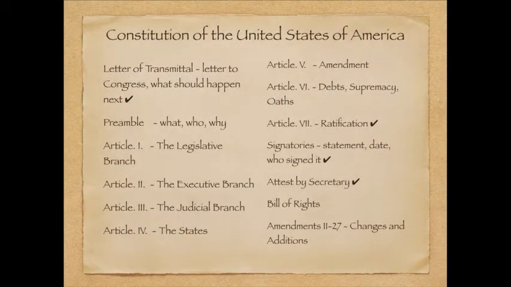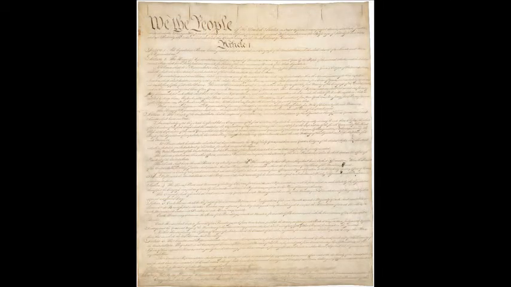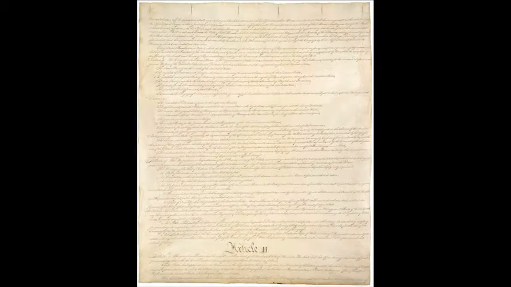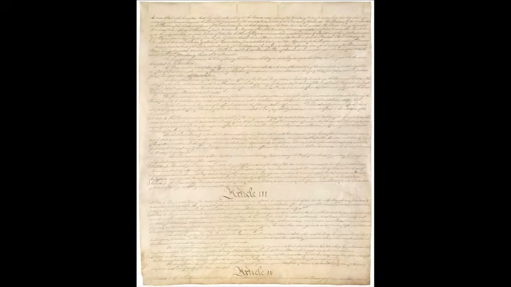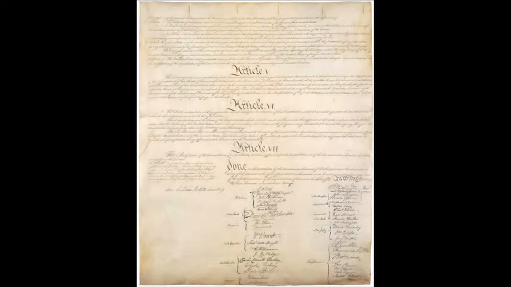The actual Constitution itself had the preamble and seven articles, had a section on signatories, and an attest by the secretary. So we'll take a look at the original Constitution here. It was written onto four pages. And there's the first page with Article 1. There's the second page with Article 2. Third page with Articles 3 and 4. And there's the fourth page with Articles 5, 6, and 7.